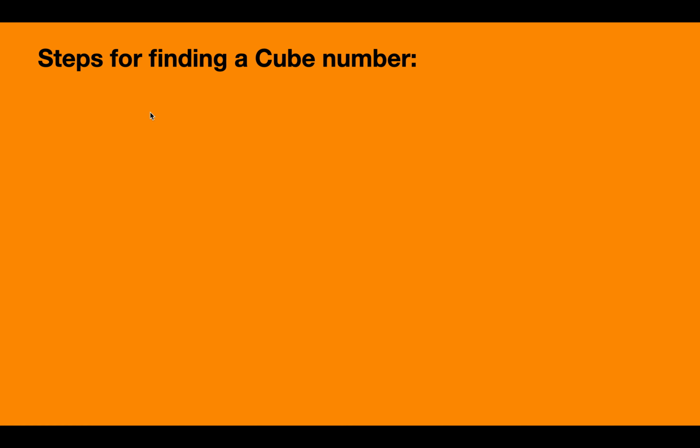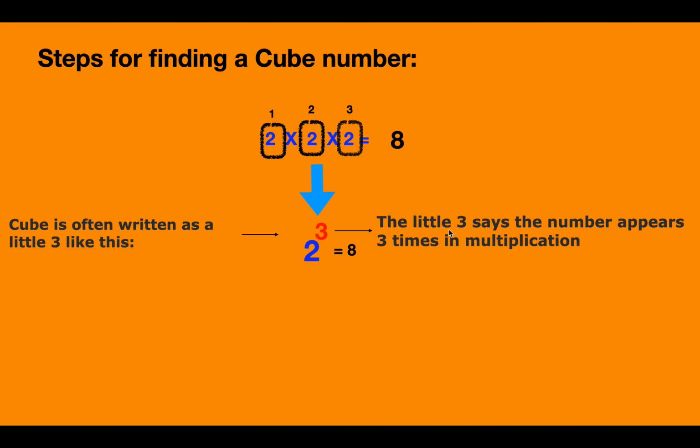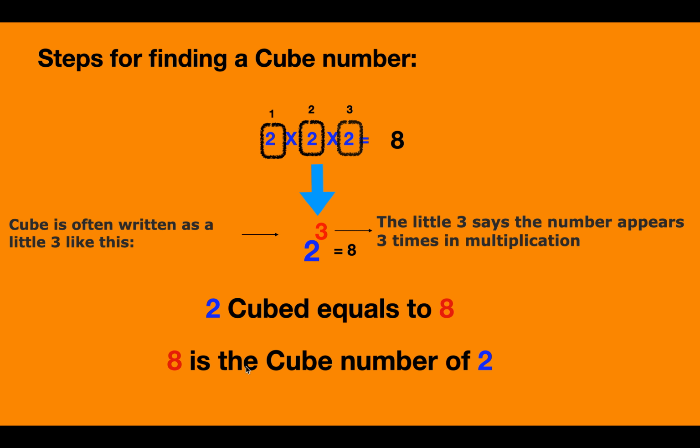Here are some steps for finding a cube number. Here we have 2 times 2 times 2. There's 1, 2, and 3. So 3 2s, and that equals 8. Here we will write it as 2 cubed equals 8. Cube is often written as a little 3 like this. The little 3 says the number appears 3 times in multiplication. 2 cubed equals 8. 8 is a cube number of 2.